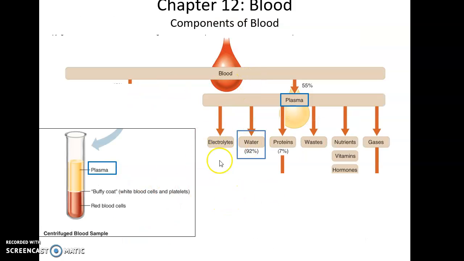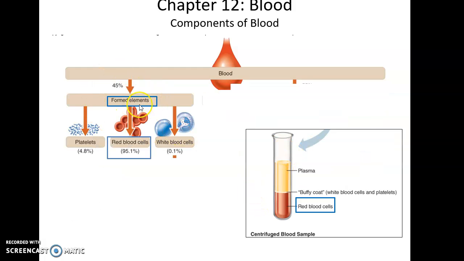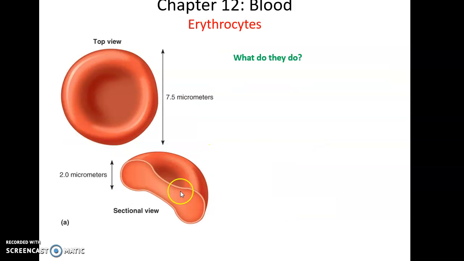As I mentioned, blood has that fluid portion called plasma. Plasma is mostly water, 92% water. But again, it has other things: electrolytes, proteins, waste, nutrients, vitamins, hormones, gases, and so on. And then we have the formed elements, with red blood cells being the main component. 95% of our formed elements, our blood cells, are red blood cells, with approximately 4.8% platelets and 0.1% white blood cells.